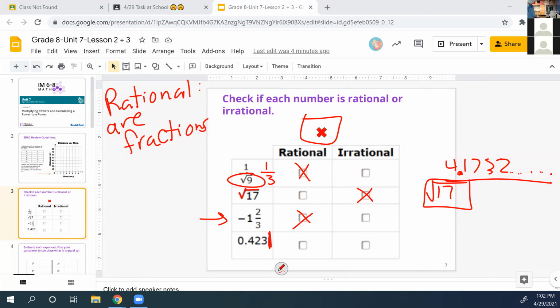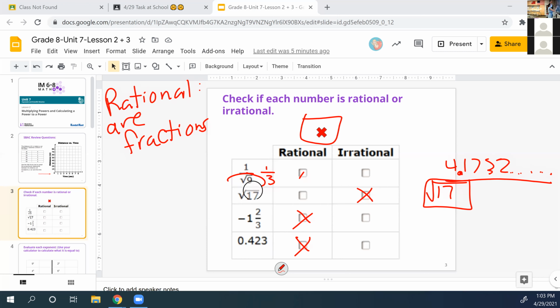What do we think? Nice job, Bridget, on that. Very good job, Sawyer, Tiana. It's going to be a rational number because you have a decimal and it stops. So if your decimal stops, it doesn't go on and on forever and ever. It's going to be called rational. Very nice job, Sawyer, Tiana, and Bridget.